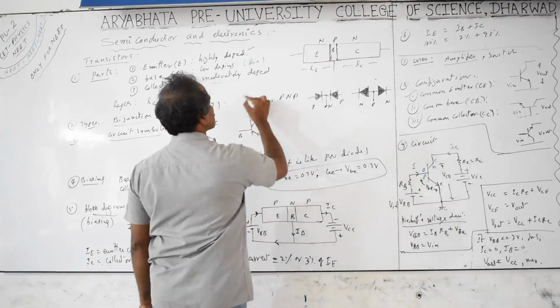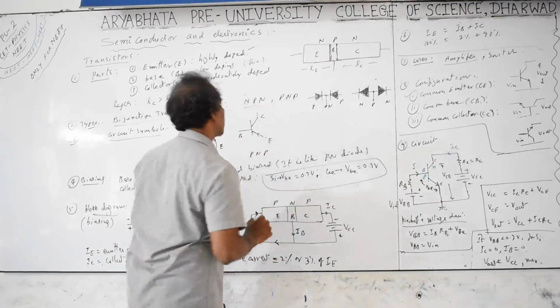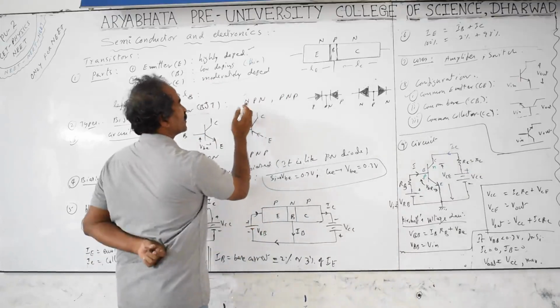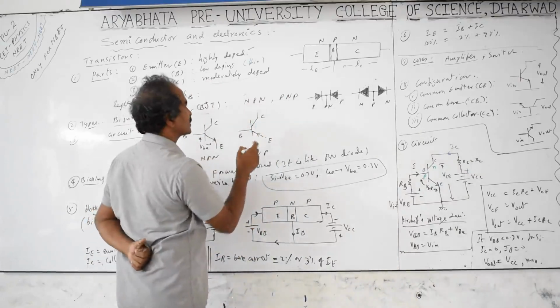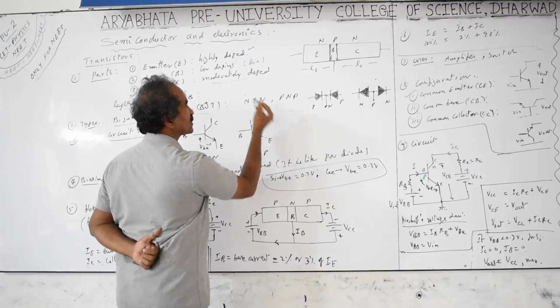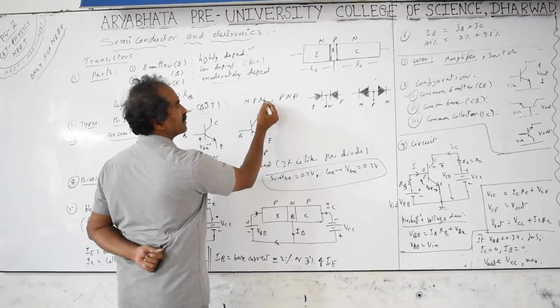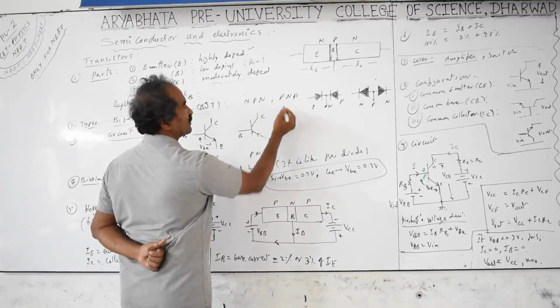Most widely used transistors are NPN transistors. NPN means what? In the N type material, the majority carriers are electrons. In the P type material, the majority carriers are holes. And again here, the majority carriers are electrons. Same thing for the other case.